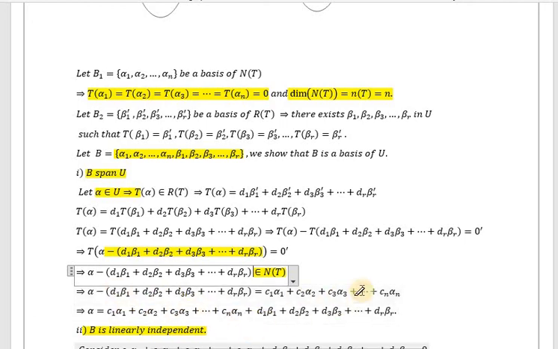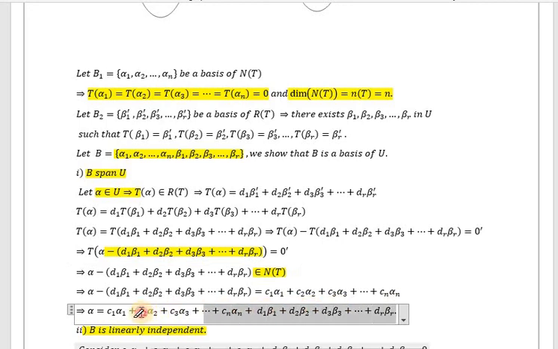Take this minus term to this side. So we get D1 beta 1 plus D2 beta 2 and so on. Alpha can be written as a linear combination of the preceding vectors: alpha 1, alpha 2 and so on, beta 1, beta 2 and so on up to beta r. This vector combination, C1 alpha 1 plus C2 alpha 2 and so on, is equal to alpha. So alpha can be expressed as a linear combination, hence B spans U.